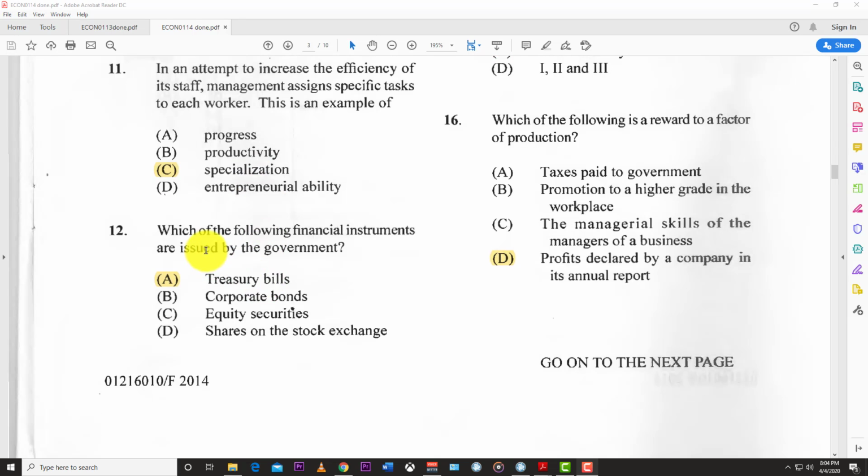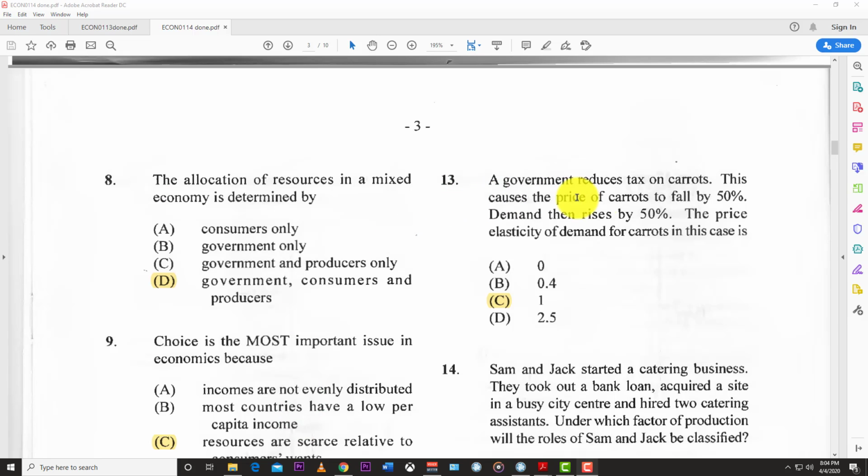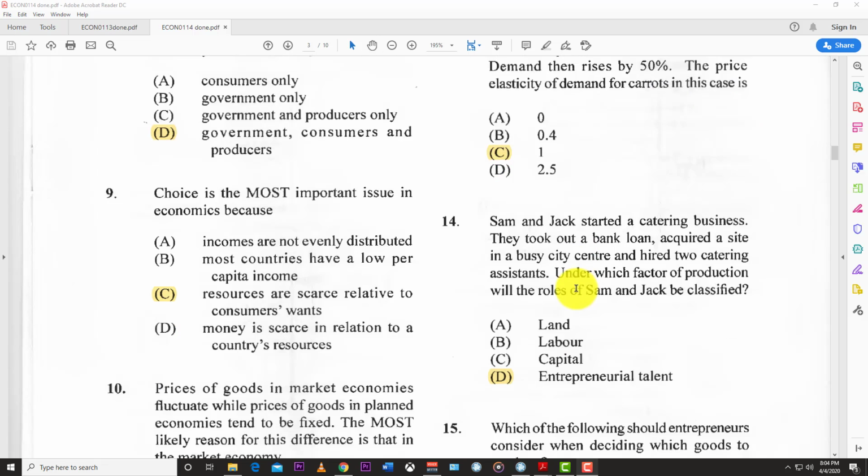Number 12, which of the following financial instruments are issued by the government? And the best answer here is A, treasury bills. Number 13, a government reduced tax on carrots. This caused the price of carrots to fall by 50%. Demand rises by the same 50%. The price elasticity of demand of carrots is, and the answer is 1 or unitary. You know, 50 divided by 50, that's 1.